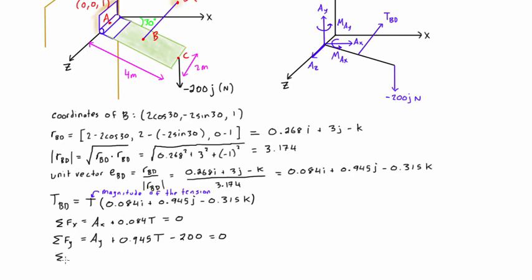And then for the sum of forces in the z direction, we just get the z component of the reaction force at A, so we have AZ, plus the z component of the tension force, and it happens to be negative, so it's minus 0.315 times the magnitude. And again, that's all equal to 0.